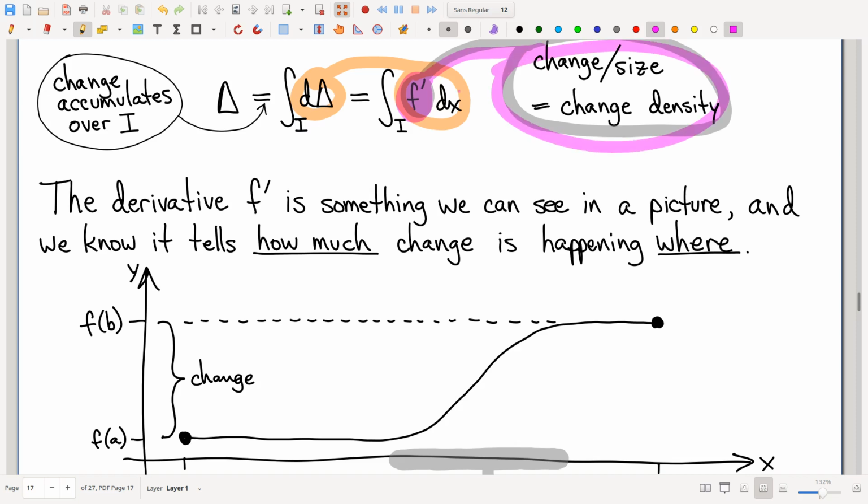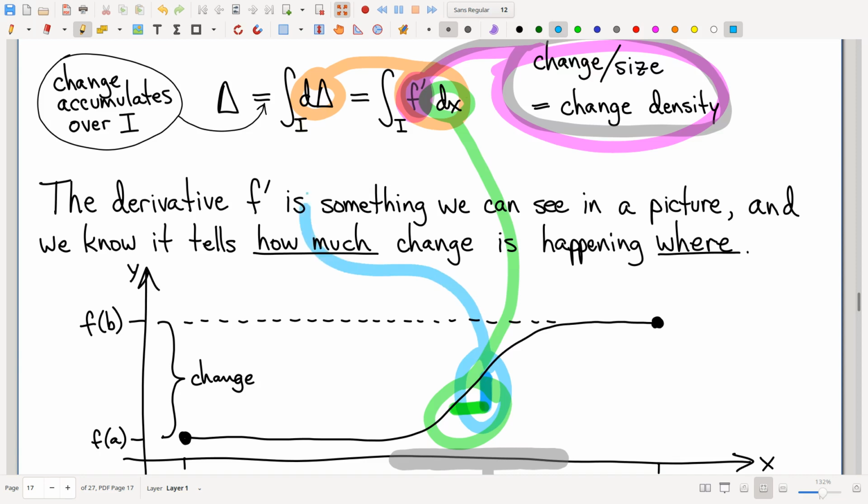Now, you can see this in a couple of different ways. For one thing, you just kind of notice the pattern. But I'll just draw a picture here, I'll use green. If I have some little dx, and if there is a corresponding amount of change, the derivative is the relationship between those. The derivative f prime is the this divided by that, if you like.